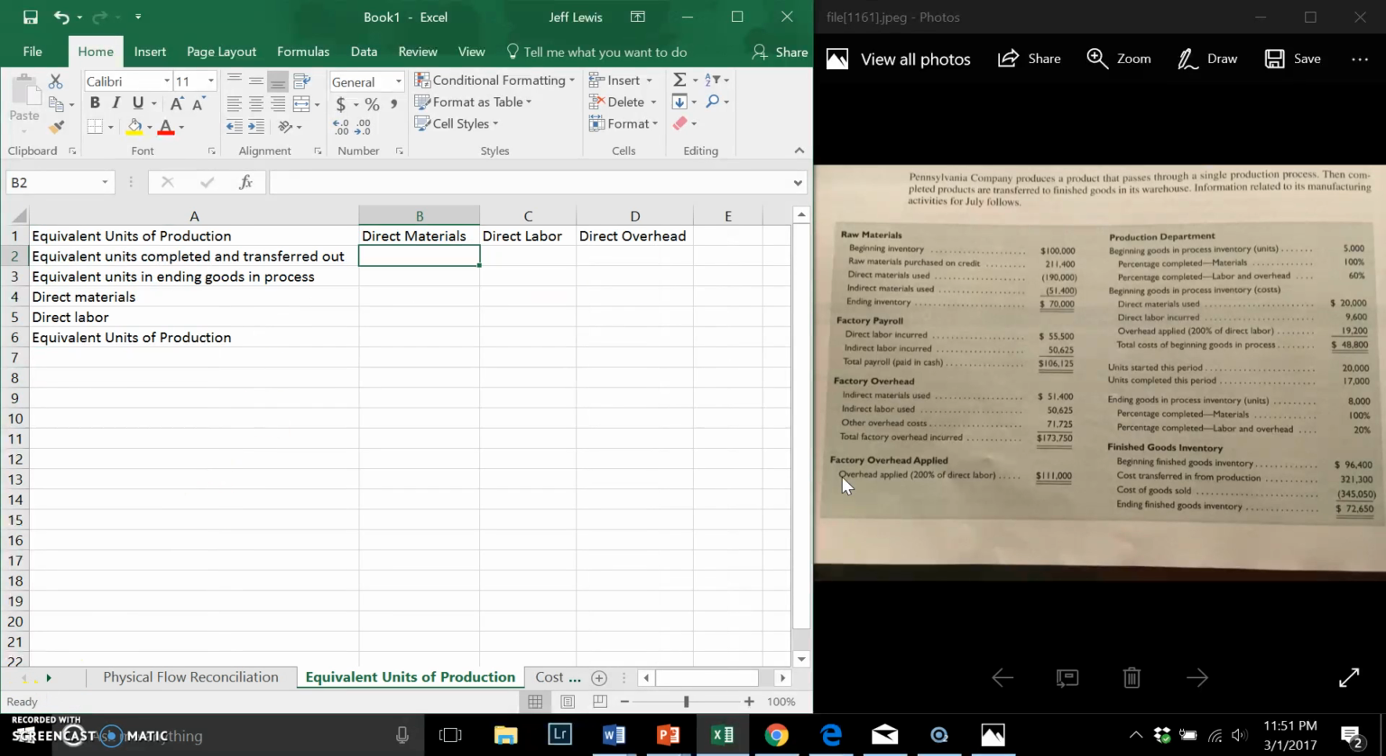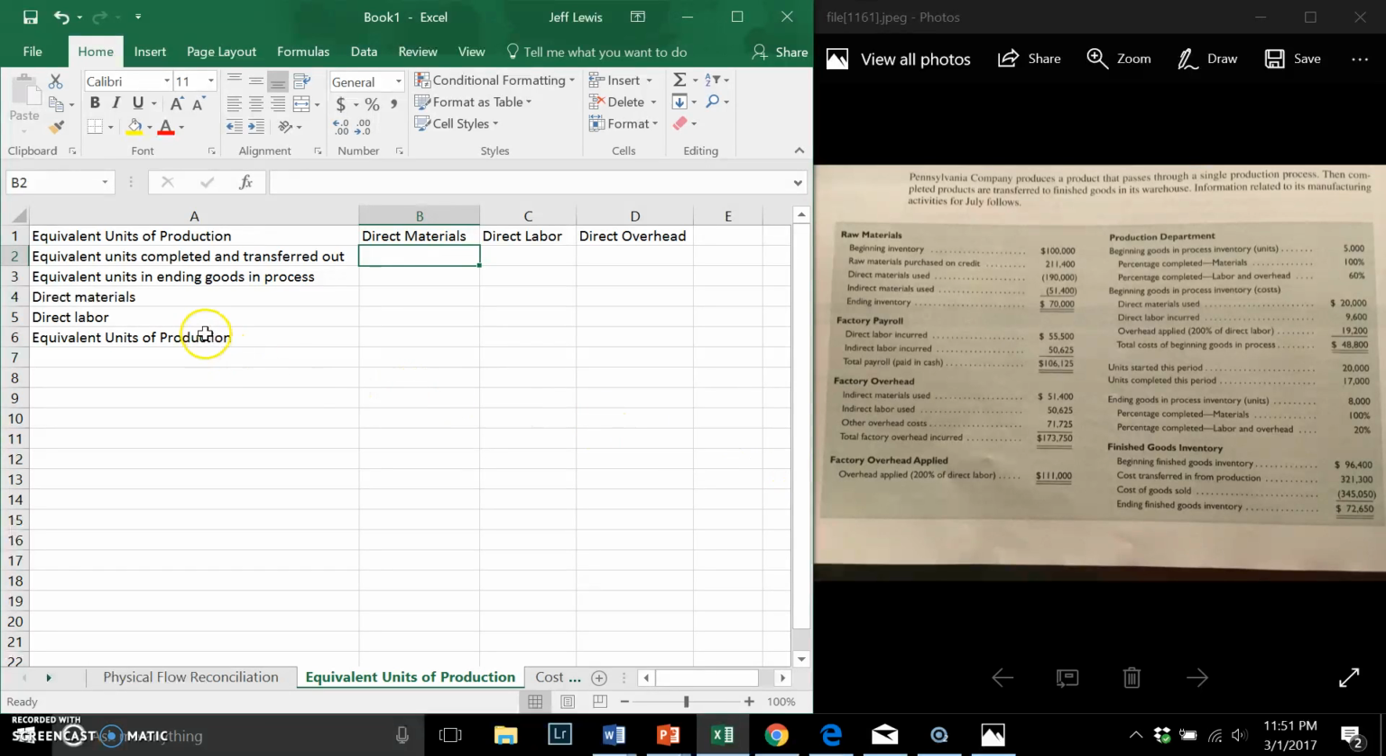This is part 2 of the demonstration problem found on page 709 of chapter 16 in the managerial accounting textbook. Step 2 says compute the equivalent units of production in July for direct materials, direct labor, and factory overhead. We need to compute equivalent units of production because they are going to come in handy in later steps 3 and 4 for creating the report of costs accounted for. So let's do that right now.